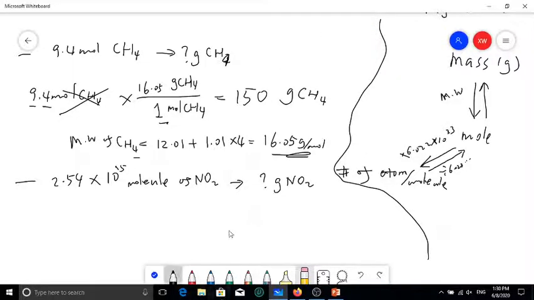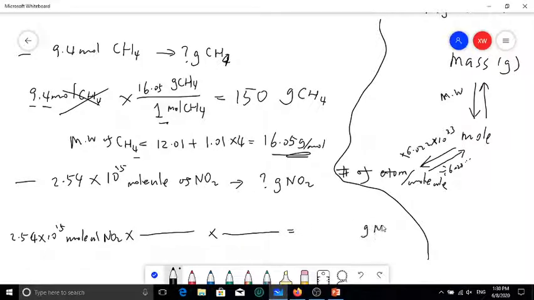All right, so if you look at the flow chart, this question is going from down here, from number of molecules all the way to grams. So you can see you have to go from number of molecules to how many moles first, and then go from moles to grams. It will take 2 steps. So the way you set this up, start from the number you're given, 2.54 times 10 to the 15 molecules of NO2, times 2 steps, that means 2 dash lines. And at the end, you're going to get grams of NO2.